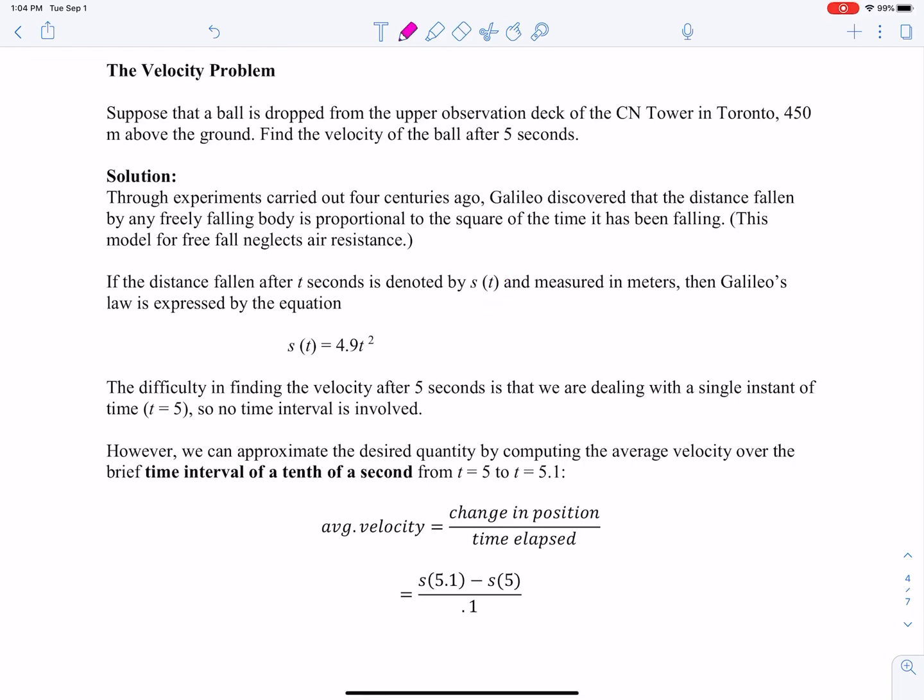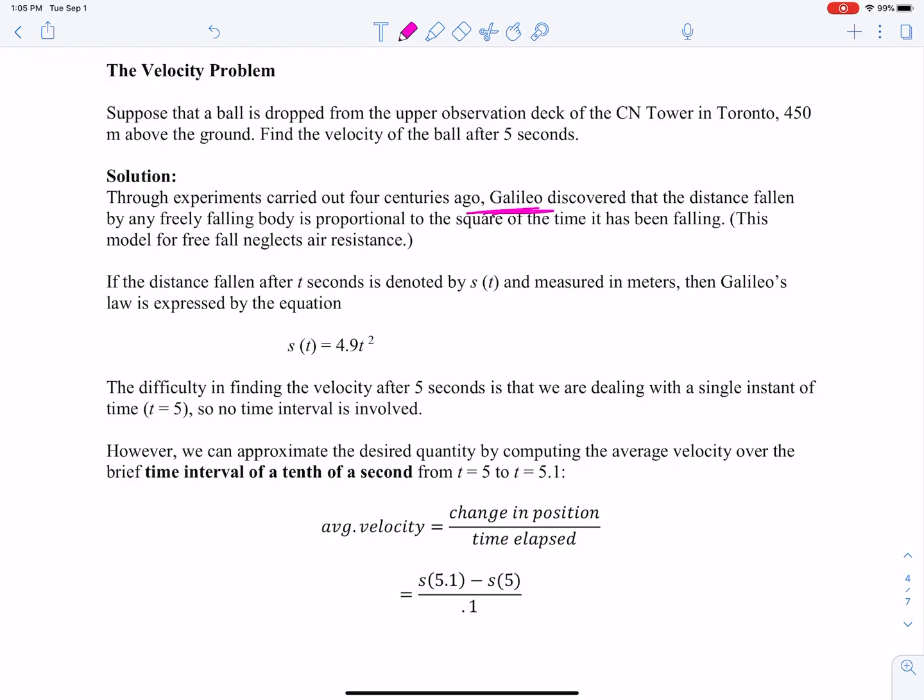Here's the solution. Through experiments carried out 4 centuries ago, Galileo discovered that the distance fallen by any free-falling body is proportional to the square of the time that it has been falling. This model for free fall neglects air resistance. So you guys have heard of Galileo before, right? Famous astronomer, physicist, mathematician. He's even in that song, isn't he?